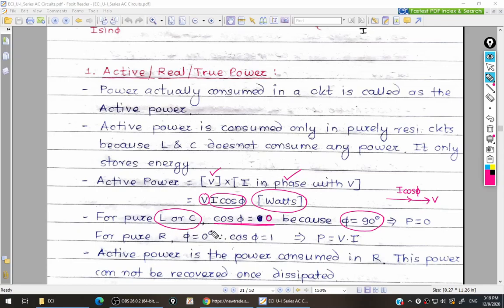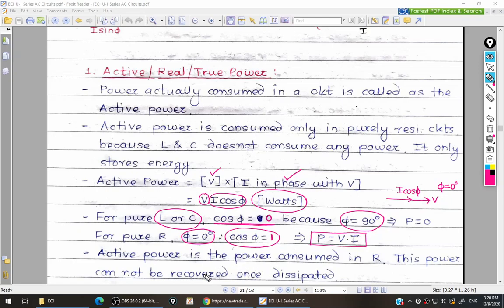But for a purely resistive circuit, we have seen that voltage and current are in phase. So what does this indicate? Your phase difference is 0 degrees. So if you calculate cos of 0, cos phi becomes 1. So power factor is unity for a purely resistive circuit, and in that case what is your power? P is equal to V into I, because cos phi is 1. So power is equal to voltage multiplied by current.